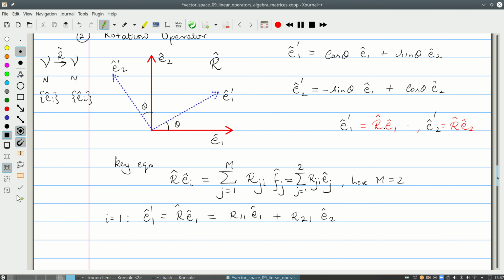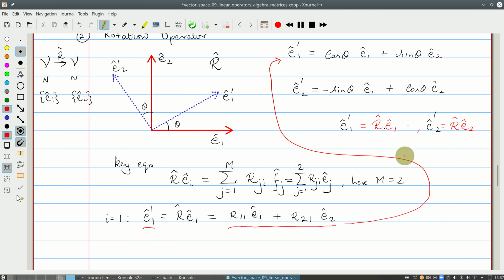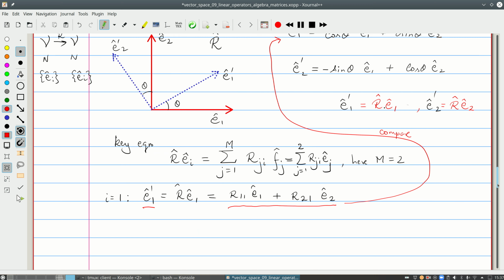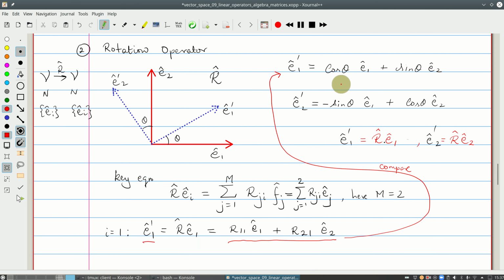Okay, now let's compare it with what we've got here. Remember, this is equal to e1 prime. Compare it to what we have there. And this lets us define, so let's have a look, this is our R11, and this is our R21.